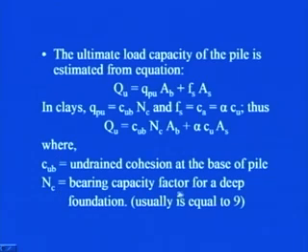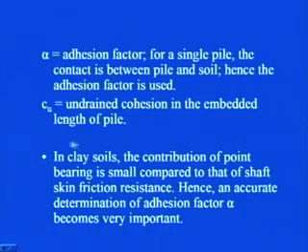Nc is bearing capacity factor for a deep foundation, usually taken to be equal to 9. Alpha is adhesion factor. For a single pile, the contact is between pile and soil, and hence the adhesion factor is used. You must be thinking, why not the coefficient of friction? But here, a single pile has a contact between the pile and the soil, so this adhesion factor is being used. Cu is undrained cohesion along the embedded length of the pile.